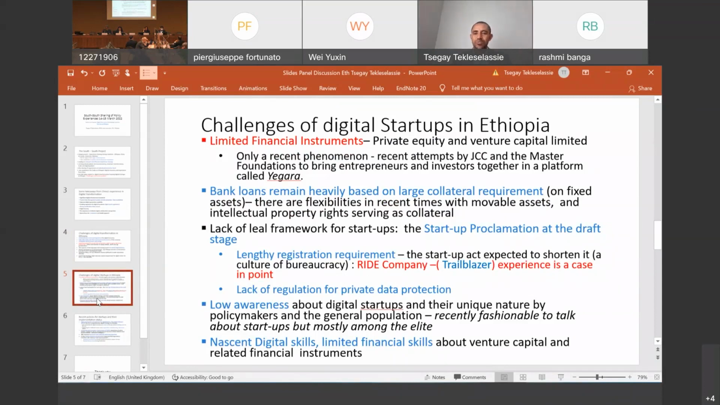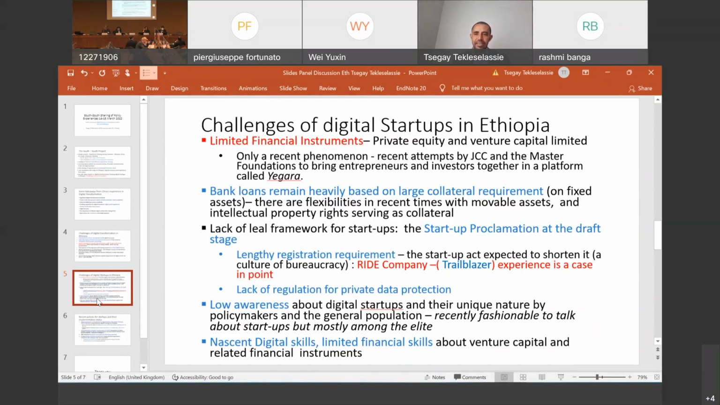You see lots of diasporas, young people with their laptops, trying to explore opportunities in Ethiopia. But there are several challenges. The first thing is there are limited financial instruments in Ethiopia. Private equity and venture capital are a very new phenomenon in Ethiopia. Mostly the Ethiopian economy is very bank-based, and these banks rely on large collateral requirements, so not really ideal for startups.